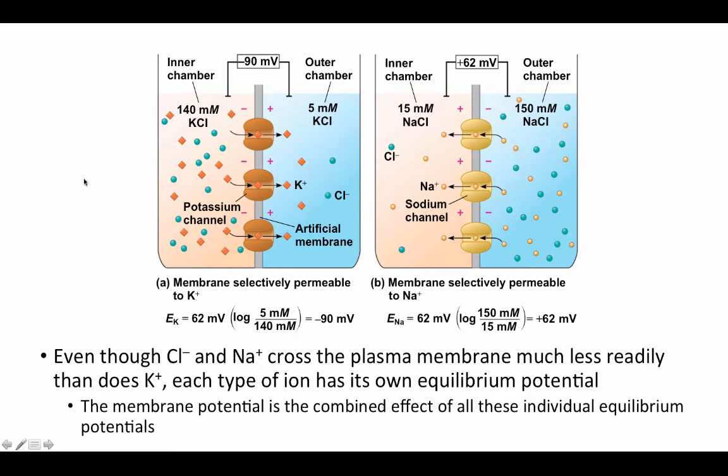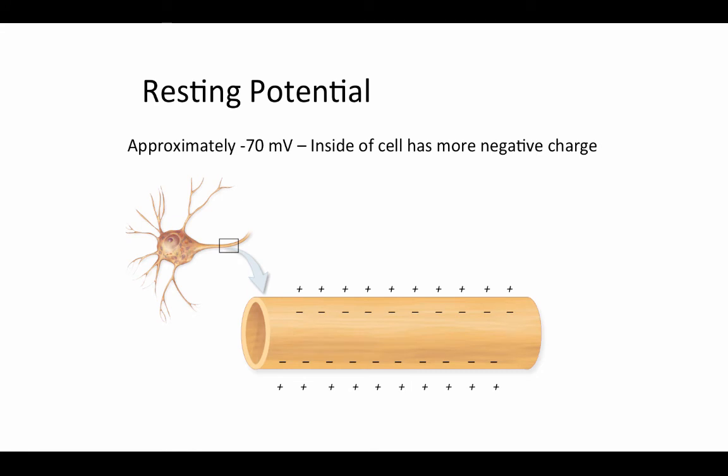And so the overall membrane potential of the neuron at rest is going to be the combined effect of all of the individual equilibrium potentials of all of the different ions that are present. And so when we take all of these ions together with their equilibrium potentials, what we find is that the equilibrium resting potential of the neuron as a whole is approximately negative 70 millivolts. So inside the cell has more negative charge, as we saw, due to the sodium-potassium pump, than the outside of the cell. And this resting potential is going to be approximately negative 70 millivolts for most neurons.